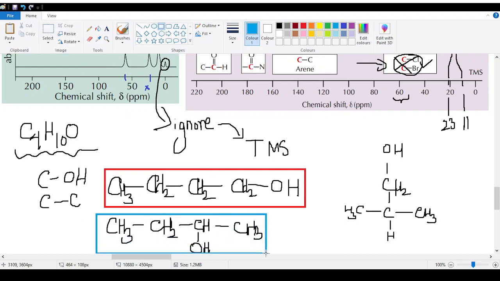This one, as well as this one. They all match with the molecular formula C4H10O. Can you see that? Now the question is, which one will we choose? Which one is possible?